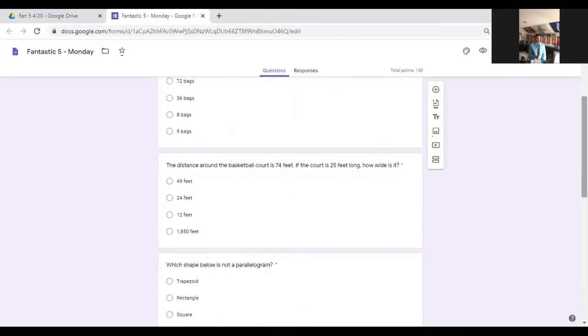All right, number 2, kind of a similar question with how we're going to solve it. It says the distance around the basketball court is 74 feet.